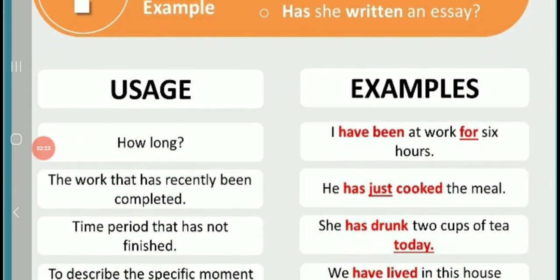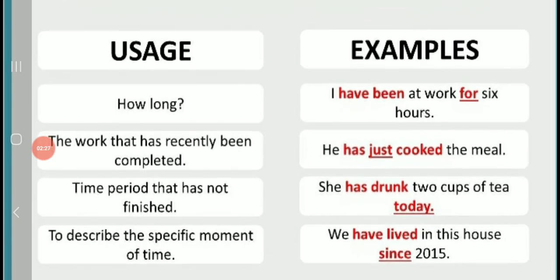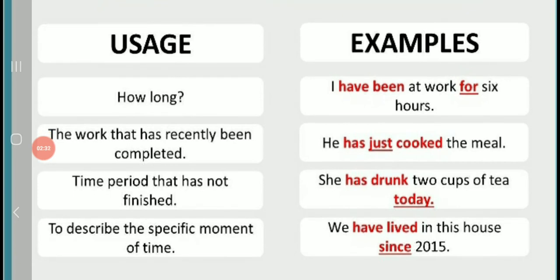So there are so many examples we have written. I have been at work for 6 hours. He had just cooked. He has drunk. You can see the work that has recently been completed. For that also this perfect tense is used like he has just cooked the meal.